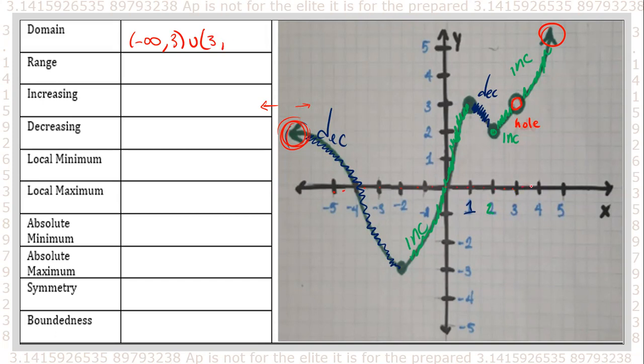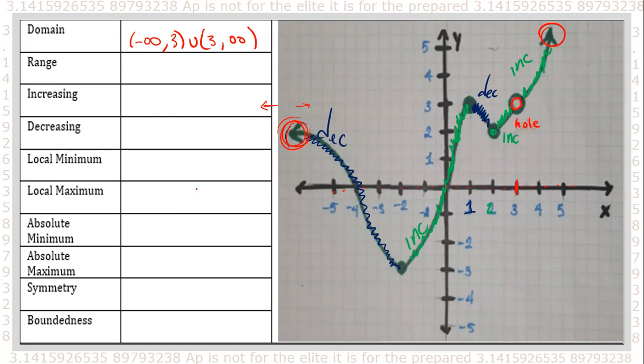And I can see that all my domain is still accounted for, right? My function goes up to infinity. So I wanted to say that it was from negative infinity to positive infinity, but we need to notice that there is a hole at what appears to be x equals 3, right? At x equals 3, my function has a hole.